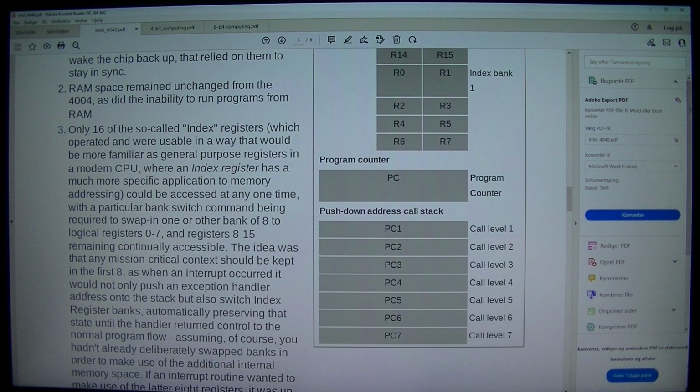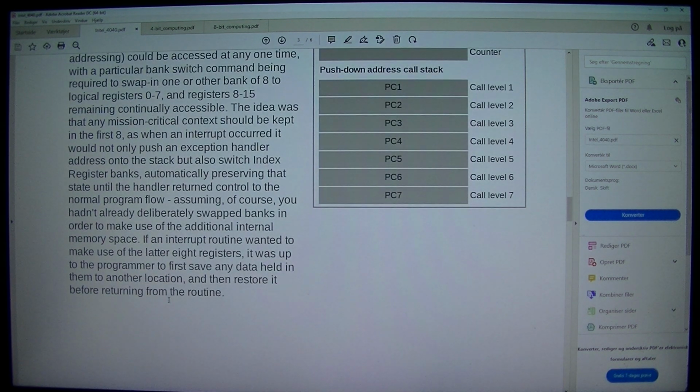The idea was that any mission-critical context should be kept in the first 8, as when an interrupt occurred it would not only push an exception handle address onto the stack but also switch index register banks, automatically preserving that state until the handler returned control to the normal program flow, assuming, of course, you hadn't already deliberately swapped banks in order to make use of the additional internal memory space.